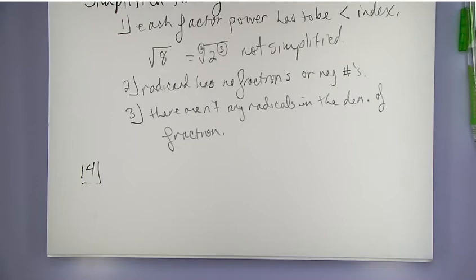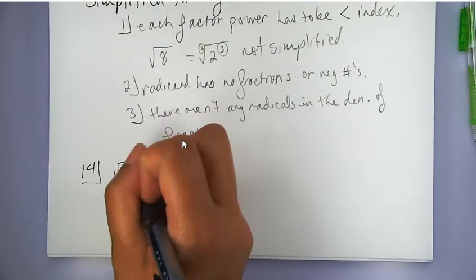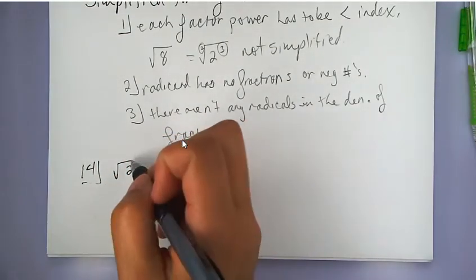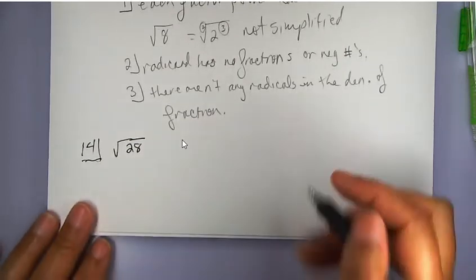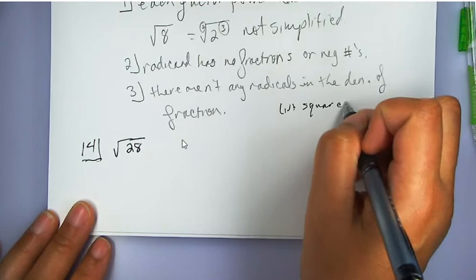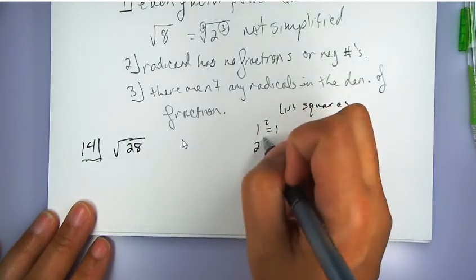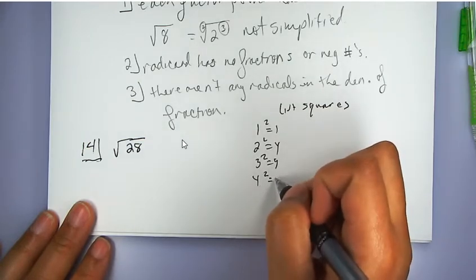1 squared is 1, 2 squared is 4, 3 squared is 9, 4 squared is 16, 5 squared is 25, 6 squared is 36, 7 squared is 49, 8 squared is 64, 9 squared is 81, 10 squared is 100, 11 squared is 121, 12 squared is 144, 13 squared is 169, 14 squared is, I think we ended up with 196.